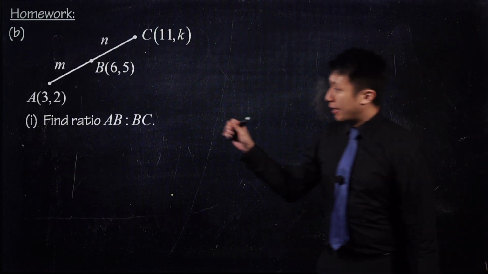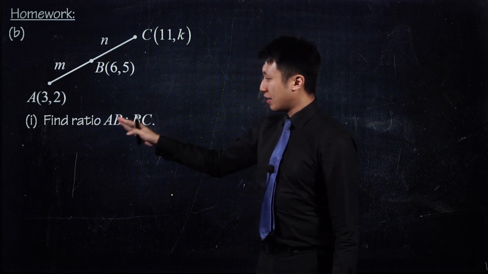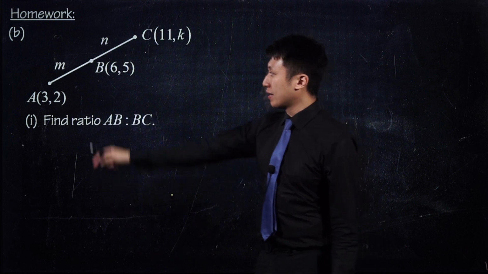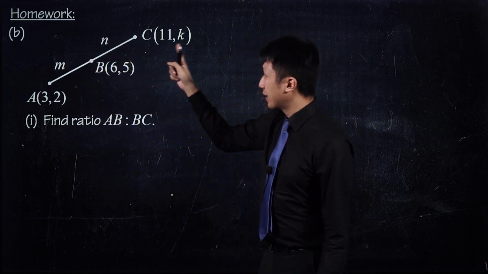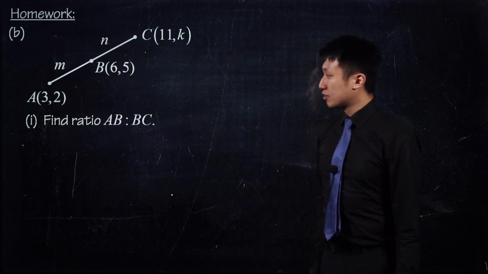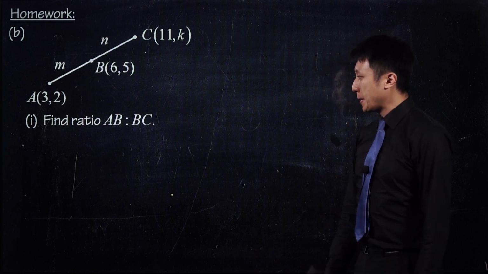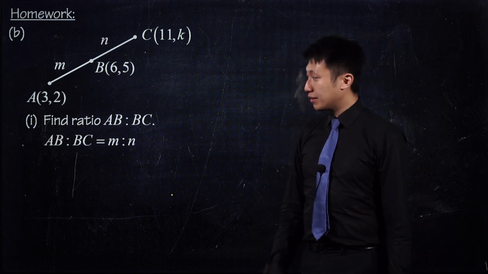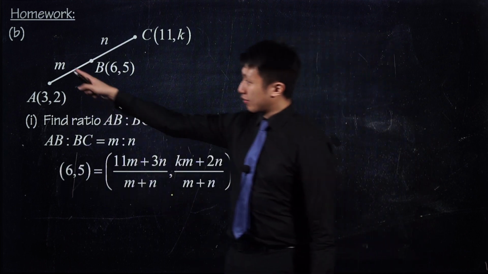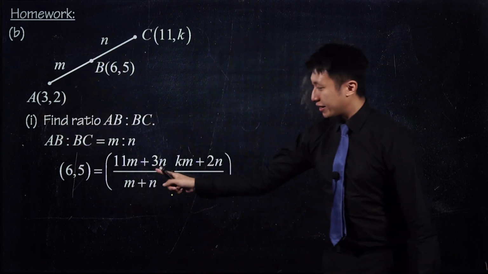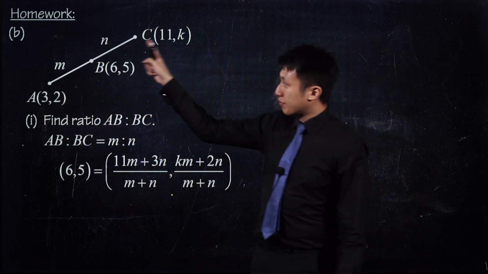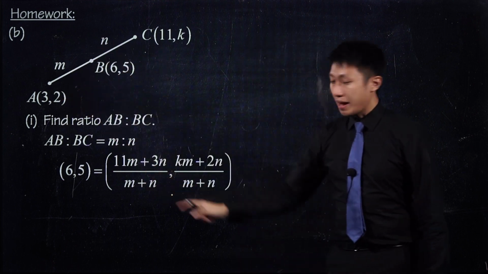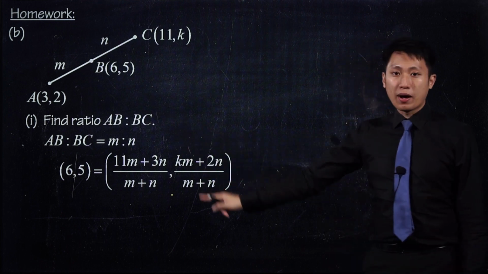Okay, second one. Find the ratio of AB to BC. So again, it's given like m to n, and there's another variable here. So what do we need to do here for the first part? We need to write down this: AB to BC is m to n. Then we apply the formula, cross, cross. So you get this one. It's not difficult, right? 11n, then 11m, then 3n, then m plus n below. Similarly for the y coordinate.